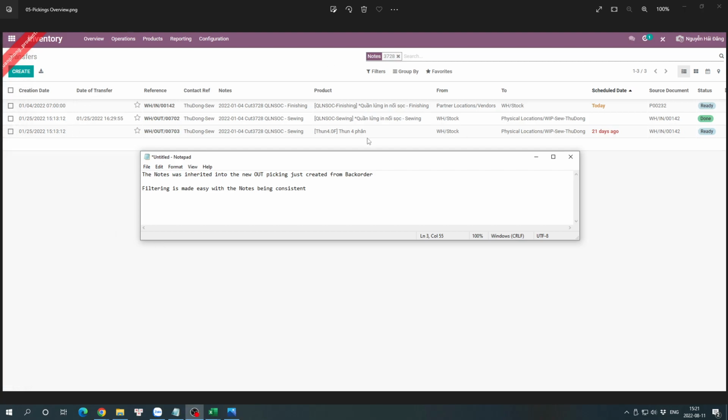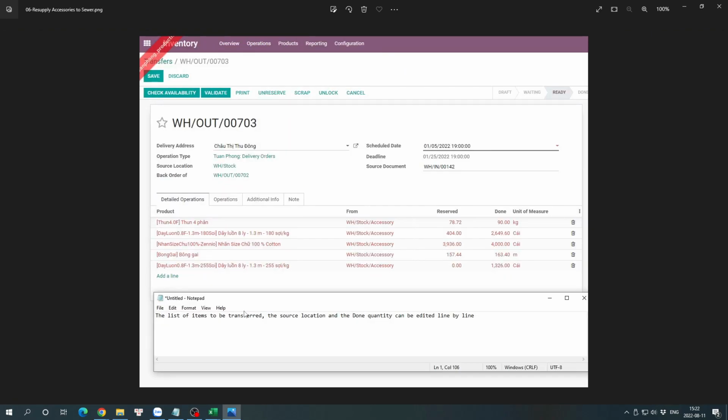And on the transfer overview, what you have is this original out picking was done and a new out picking 703 was automatically created, and it automatically inherits the notes, this one, 2022 0104 3728, the notes from the original out picking. So you see, that is why having the notes written in our own way is very important. You see exactly straight away this is a back order from this one by a simple filter 3728. That is the table number. Next.